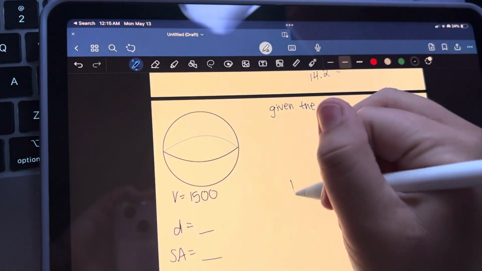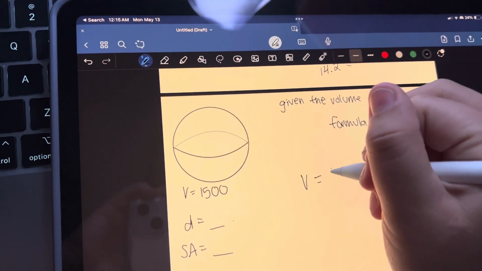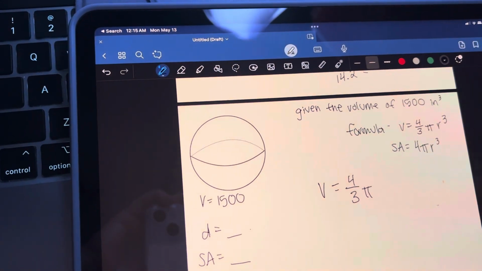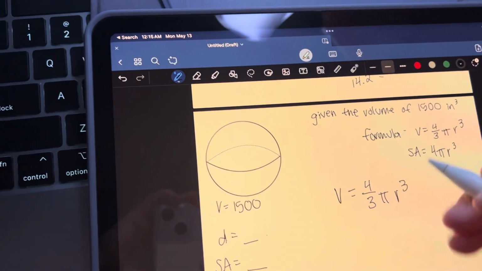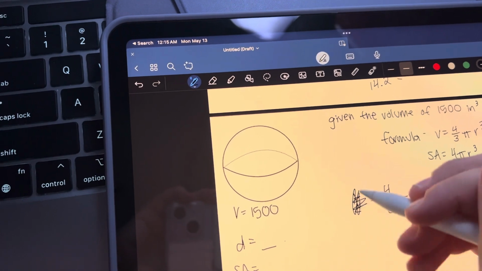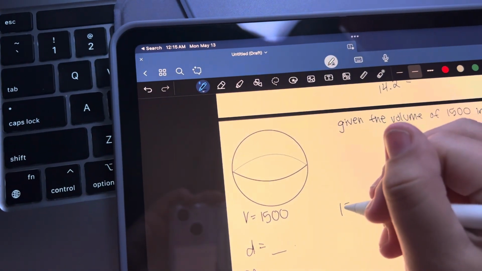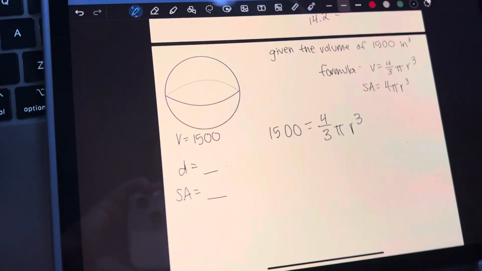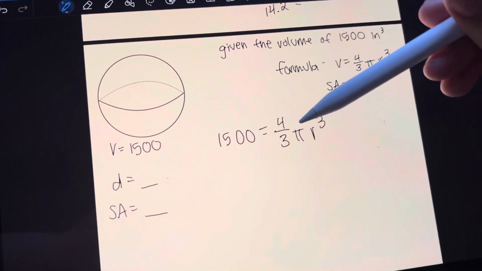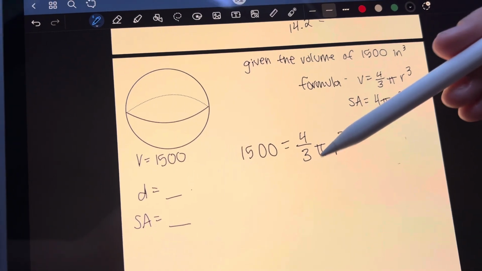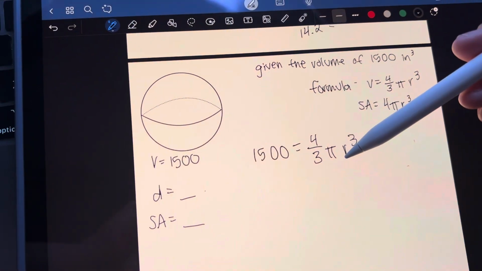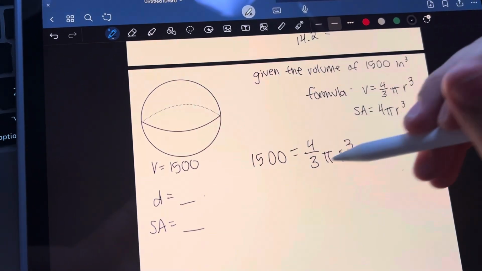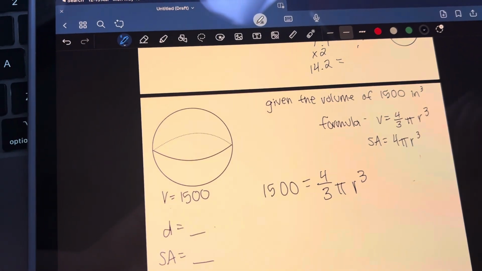So we have V equals 4/3 pi r cubed. Oh, I guess I should put V equals 1,500. Okay, so the first thing that I'm gonna be doing is multiplying 4/3 by pi, or 3.14, to try to get this out the way so we can get the r by itself.